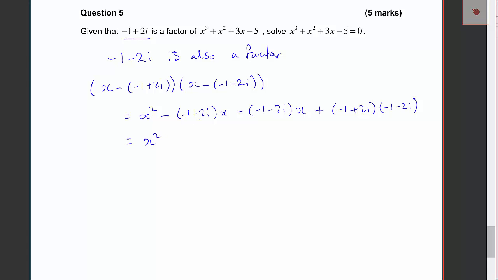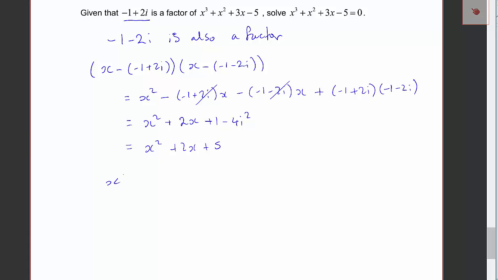So that's x squared. Now what you should be able to see here is that the complex parts are going to cancel, and minus minus is a plus, so I'm going to get plus 2x out of there. And then over here we've got a difference of perfect squares, so we're going to get 1 and minus 4i squared. So that's going to be x squared plus 2x plus 5.